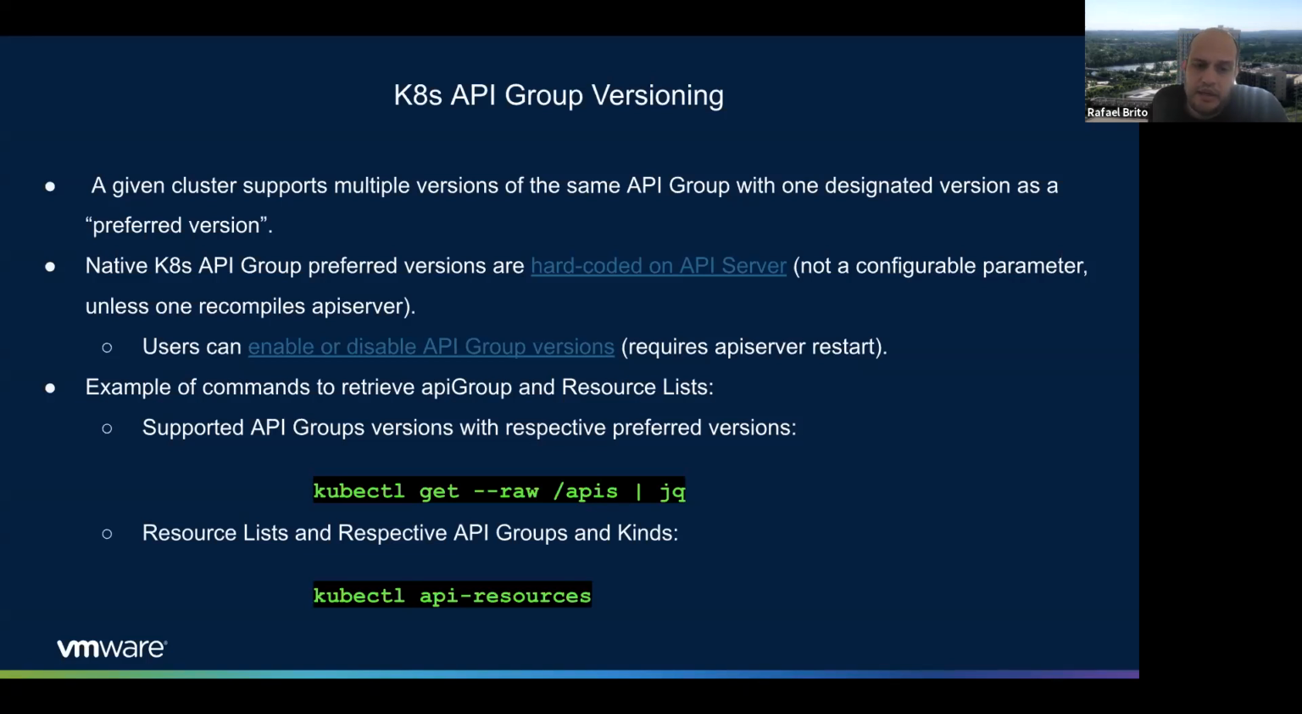This other command line retrieves all the resource lists of your cluster and respective API groups and kinds.